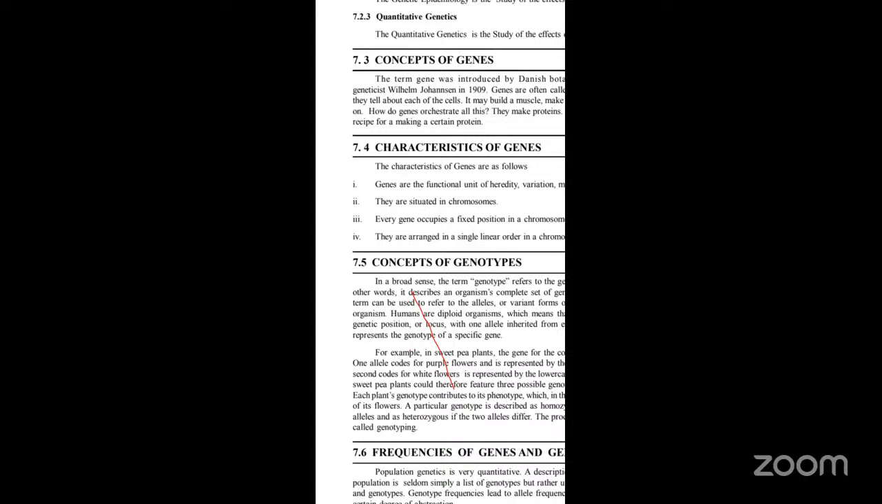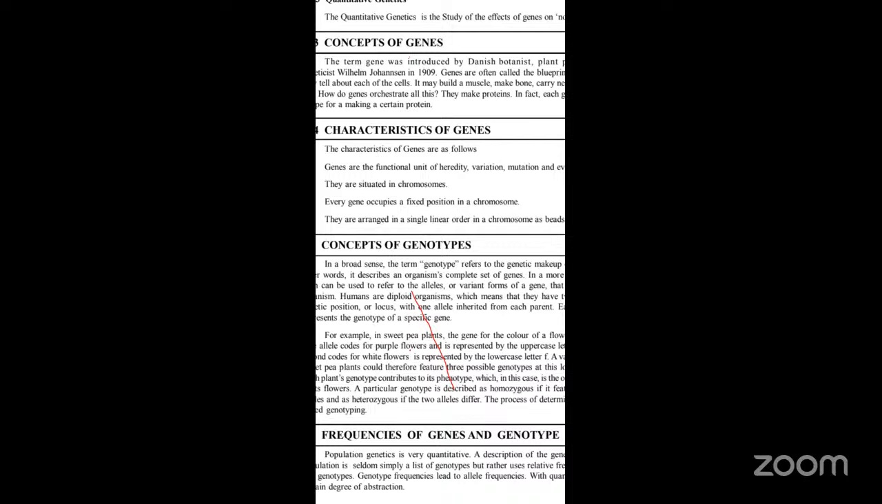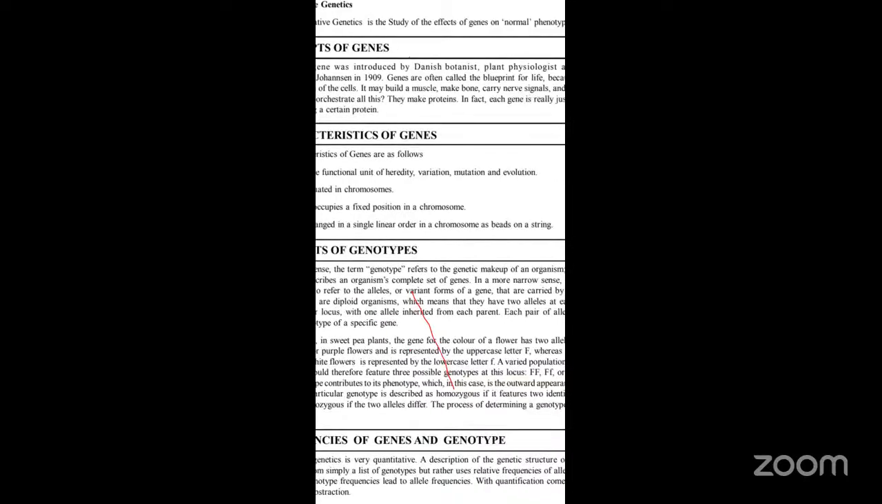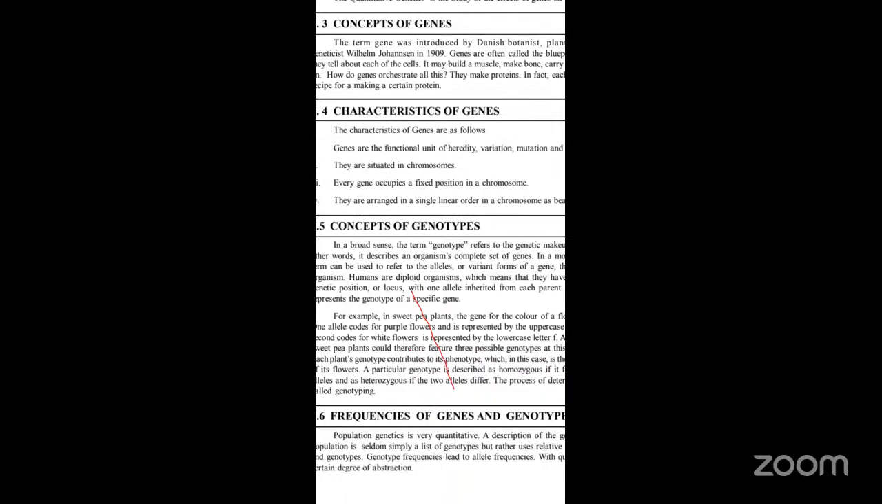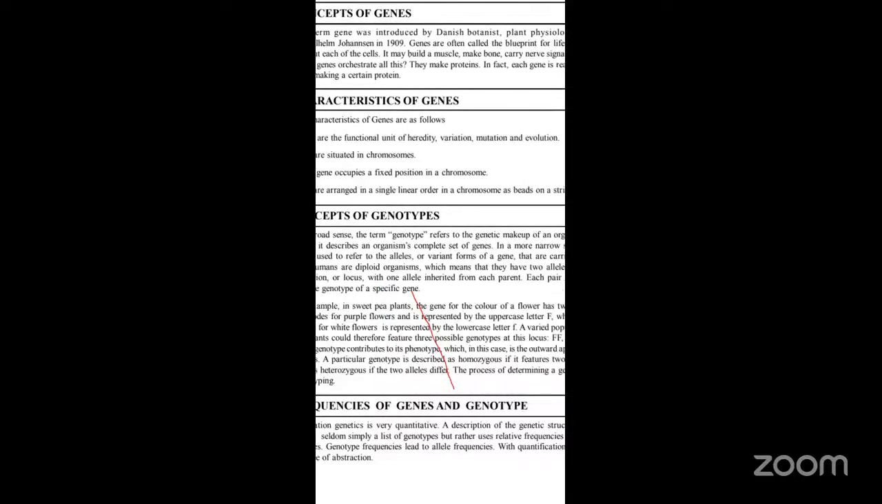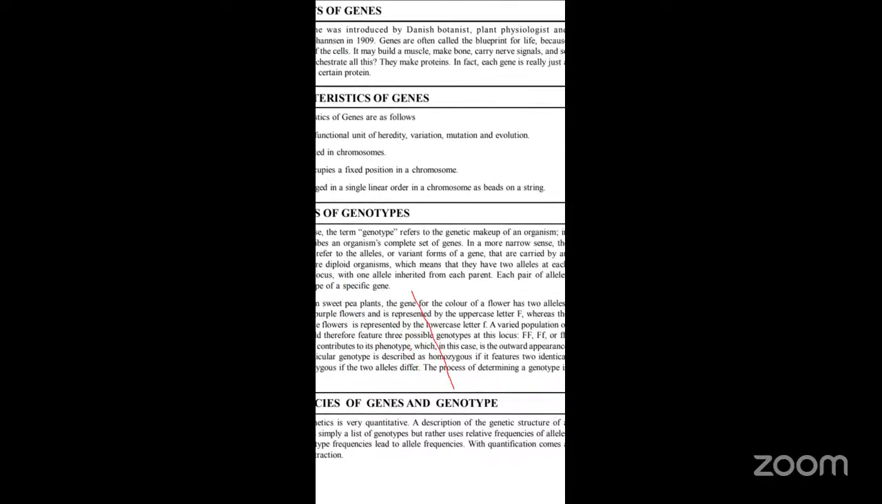The characteristics of genes are as follows. Genes are the functional unit of heredity, variation, mutation, and evolution. They are situated in chromosomes. Every gene occupies a fixed position in a chromosome. They are arranged in a single linear order in a chromosome, like beads on a string.